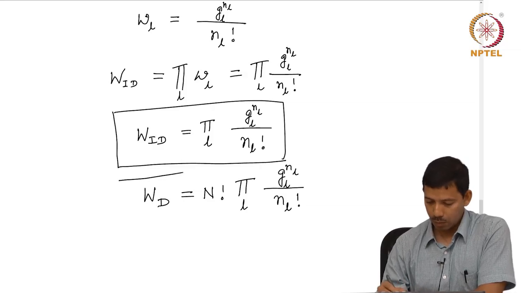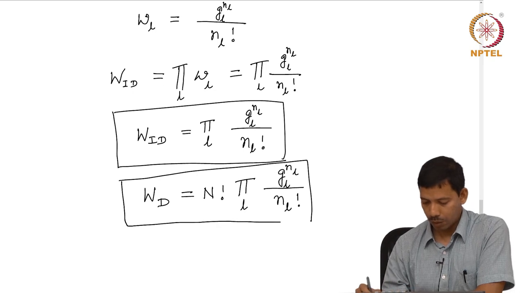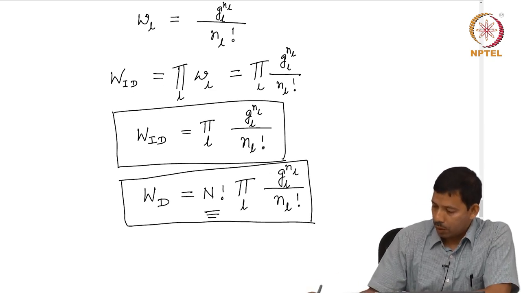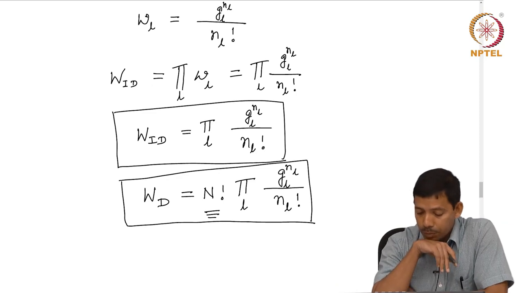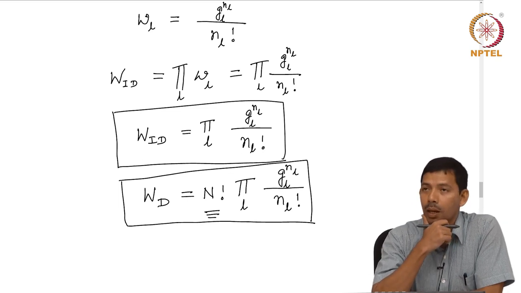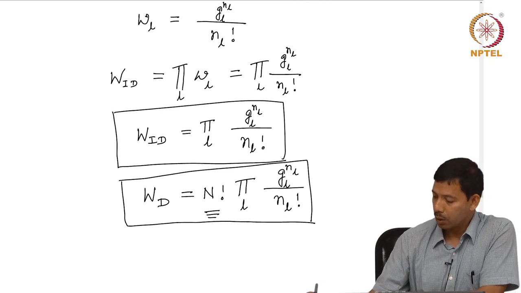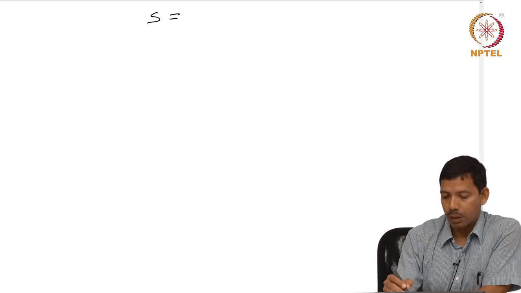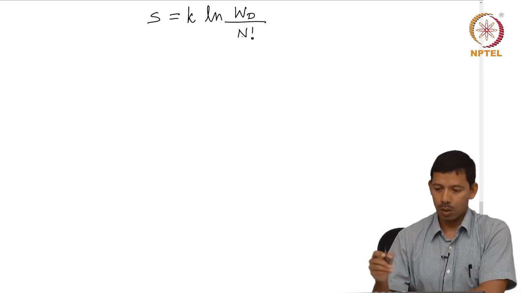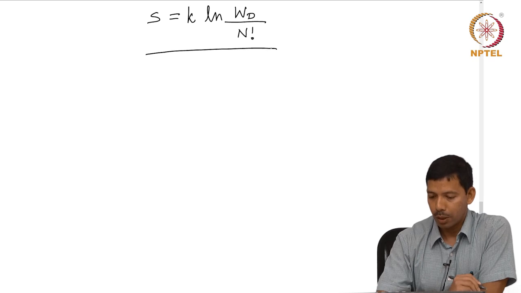So as you can see, there is a difference of this n factorial term. So therefore, the entropy in terms of thermodynamic probability, what we wrote in the Boltzmann-Planck postulate that S is equal to k ln W, now needs to be rewritten as S is equal to k ln (W distinguishable divided by n factorial). So this is the corrected expression for entropy now.